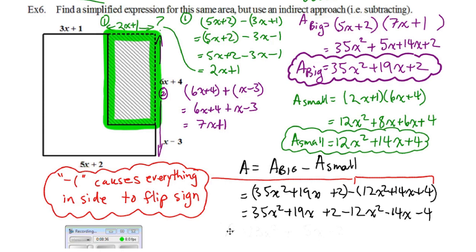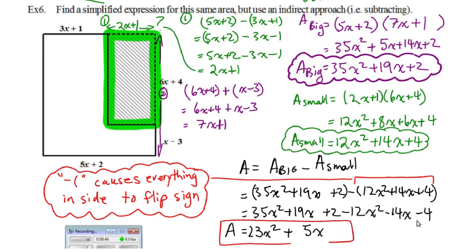So now we have to collect all our terms which are similar, right? So the area is going to be 35x squared minus 12x squared, which gives us 23x squared, right? So the next thing that we're going to do is we're going to add 5x, because 19x minus 14x gives us 5x. And then finally, we have to add the 2 and the negative 4. And that gives us minus 2. And that is our final solution.